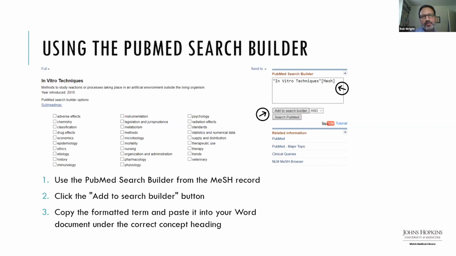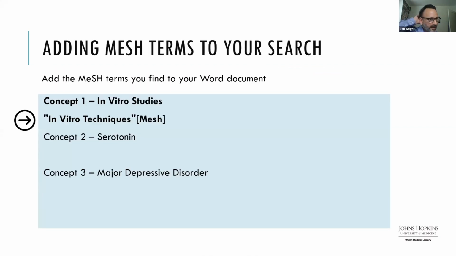There is a way to search PubMed directly using the Search PubMed button here. But we're interested in more than just this one term. We're interested in a whole string of terms to talk about in vitro techniques. So we're going to build our search offsite in our Word document and then put it into PubMed when we're ready to fully search it. So what that looks like in terms of your search documentation is under your first concept of in vitro studies, you can put this MeSH term in. So that's your first term.